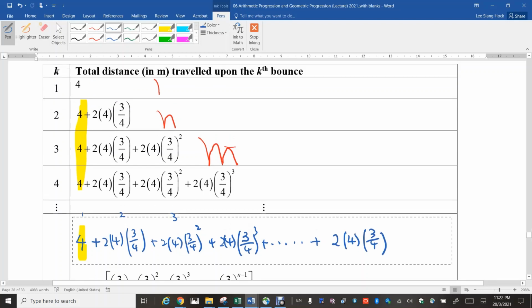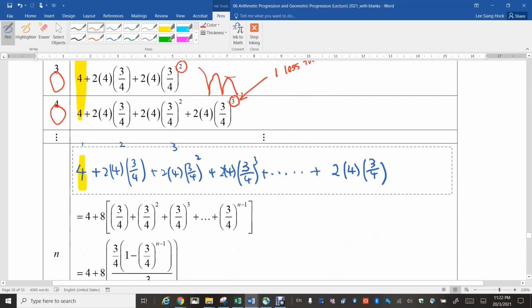You can see that when k is equal to 2, the power is 1. When k is equal to 3, the power is 2. When k is equal to 4, the power is 3. So this power is always 1 less than k. Can you see that? So when k is n, the power here is n minus 1.